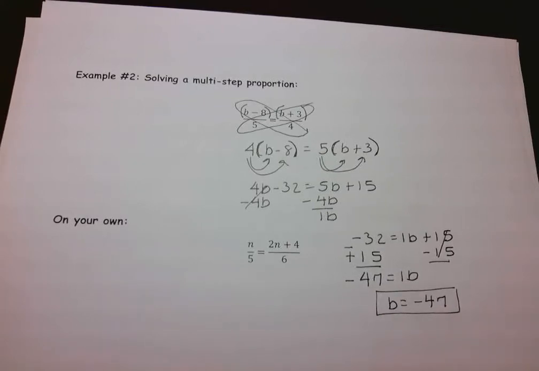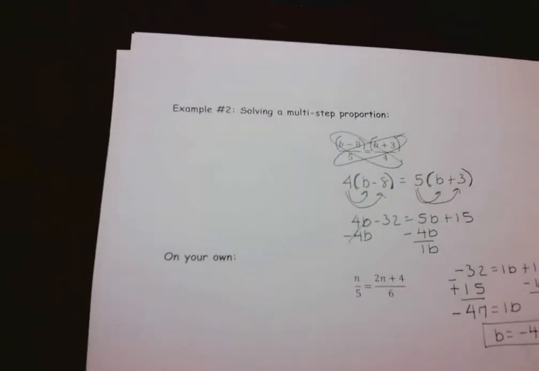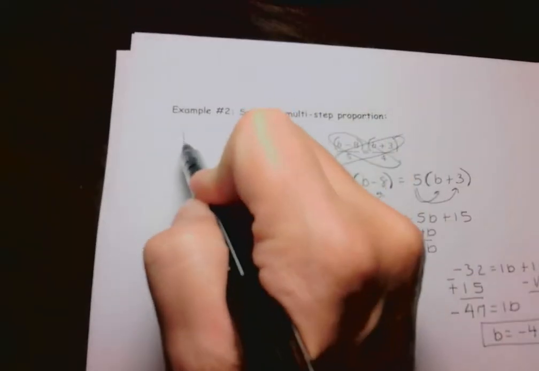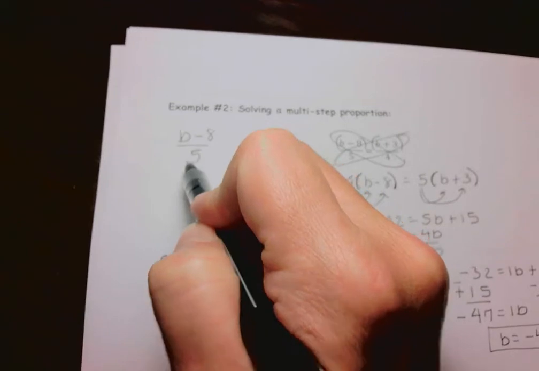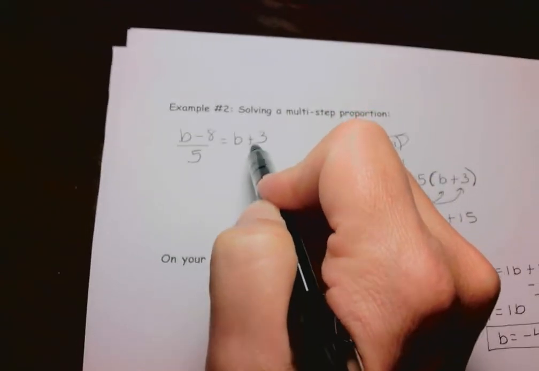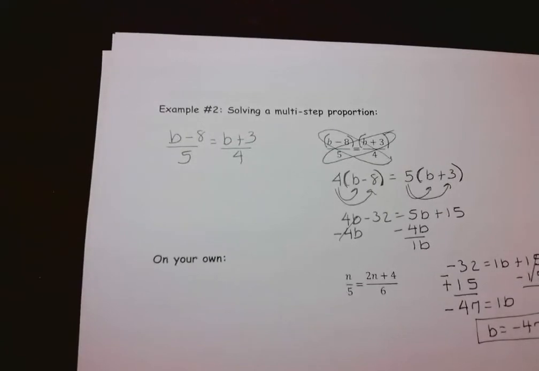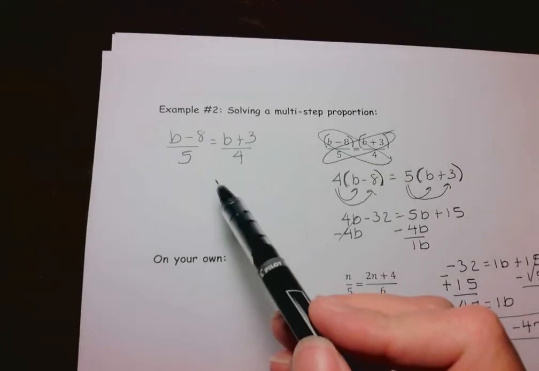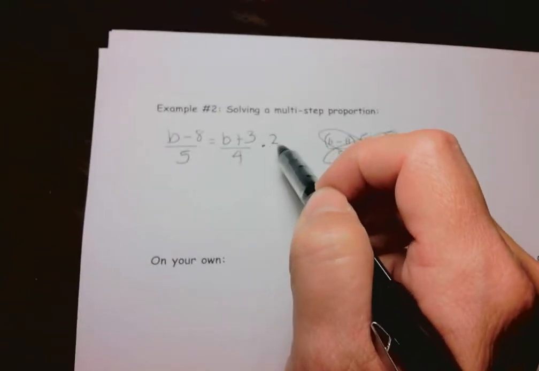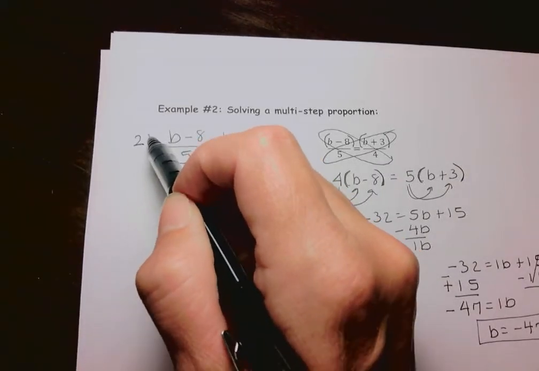I want you to look though real fast, and I want you to see something. Let me rewrite this problem real fast here. I want to make sure that you understand what I mean by it's the same thing. Watch what happens. So this was my original problem. Well, what if I didn't want to use the cross product property? What if I said, let me remove my denominator? So that means I would multiply both sides by 20.